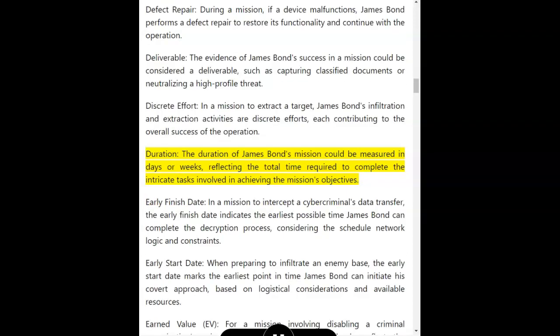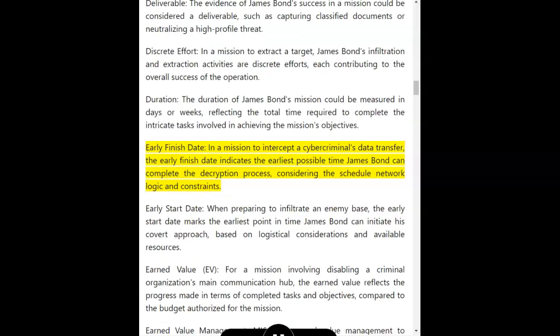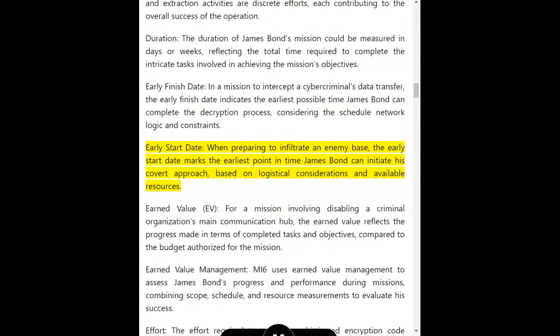Duration. The duration of James Bond's mission could be measured in days or weeks, reflecting the total time required to complete the intricate tasks involved in achieving the mission's objectives. Early finish date. In a mission to intercept a cybercriminal's data transfer, the early finish date indicates the earliest possible time James Bond can complete the decryption process, considering the schedule, network logic, and constraints. Early start date. When preparing to infiltrate an enemy base, the early start date marks the earliest point in time James Bond can initiate his covert approach, based on logistical considerations and available resources.